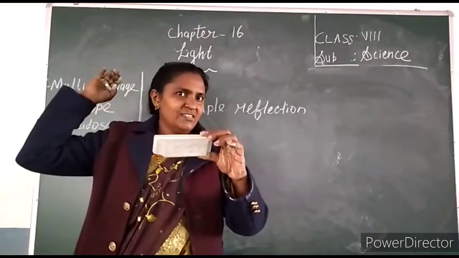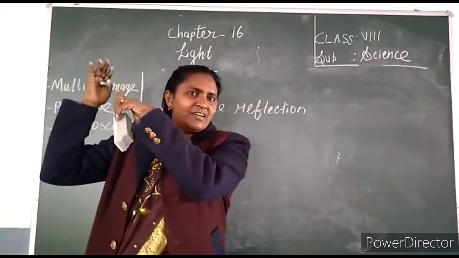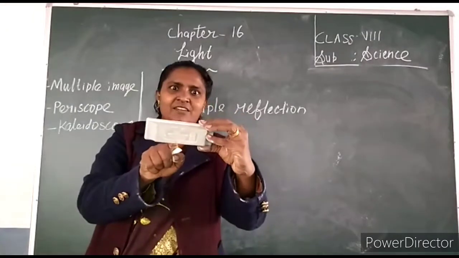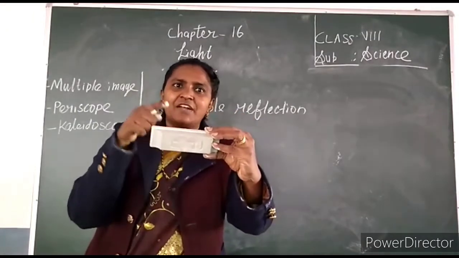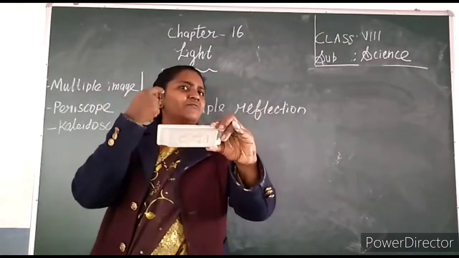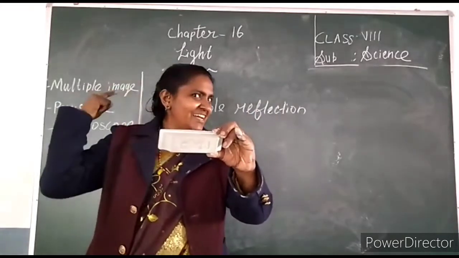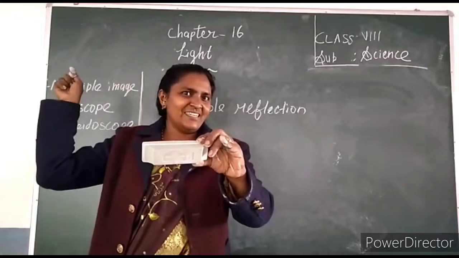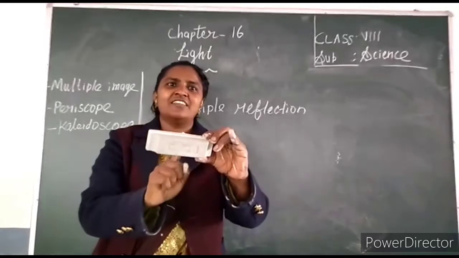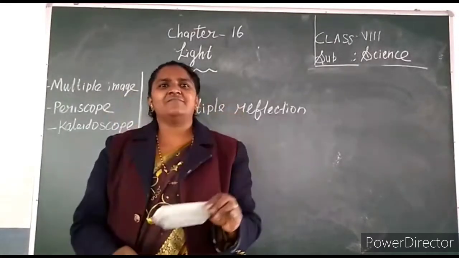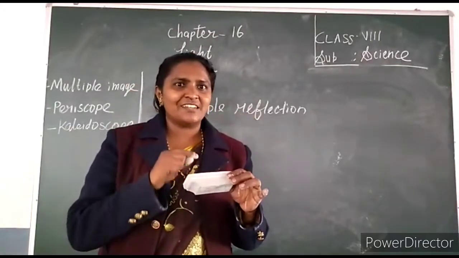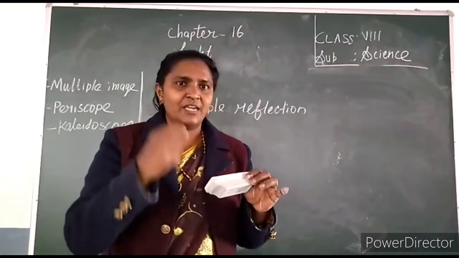How? Because the image of my head went to the plain mirror, and from there reflected to this mirror which is in front of you. This reflected ray acts as an incident ray for this plain mirror. From there the reflected ray falls on my eye, so I can see your head. This is a way we can see multiple images also. So what do you understand? Reflected rays can produce multiple images.